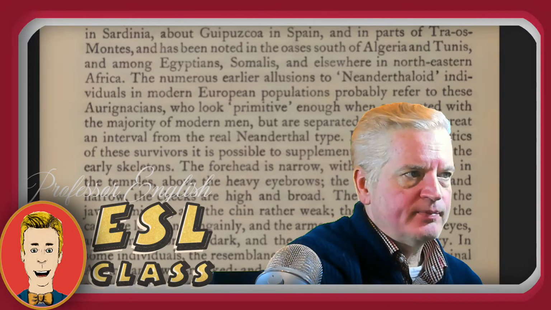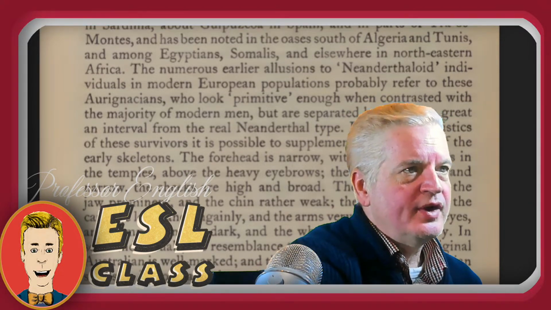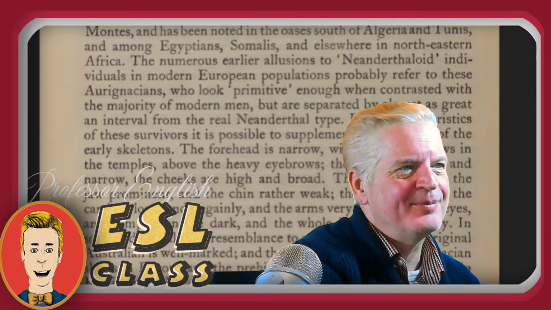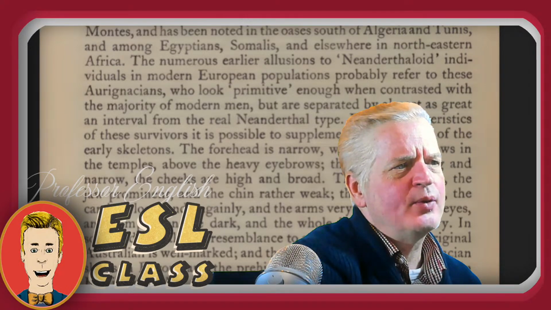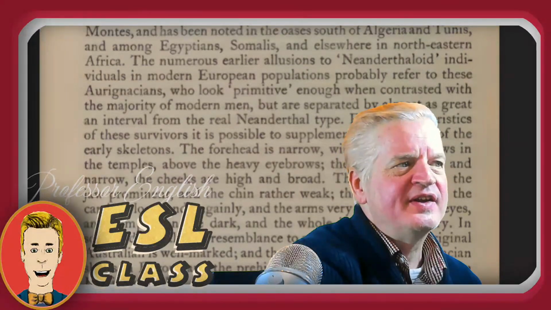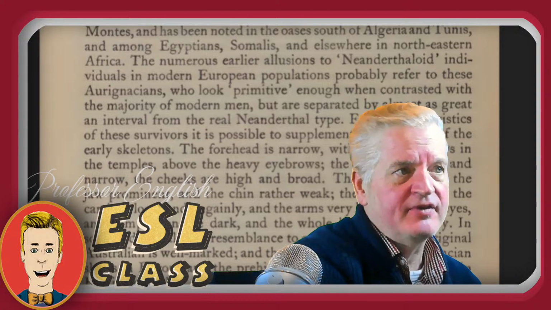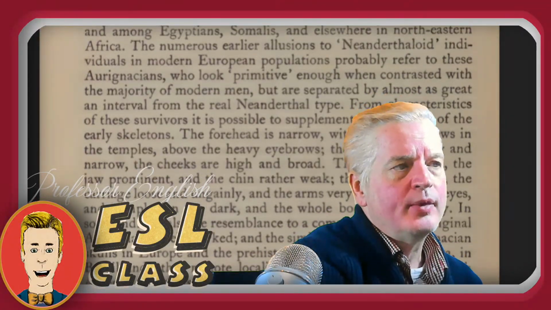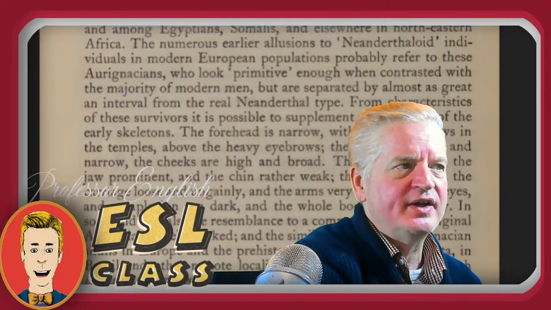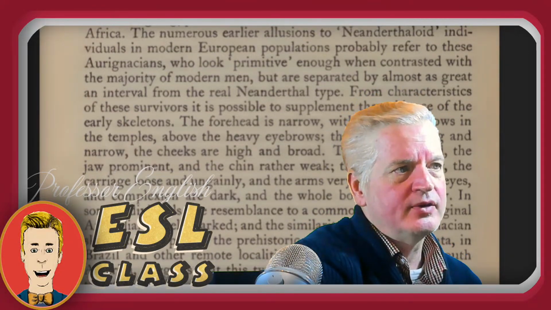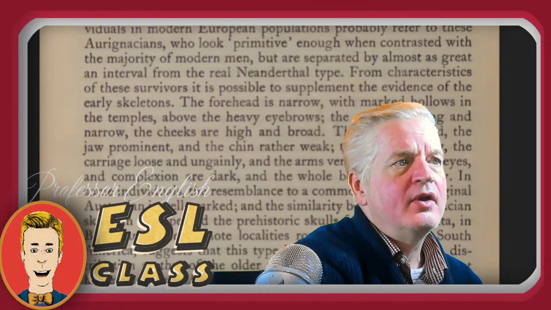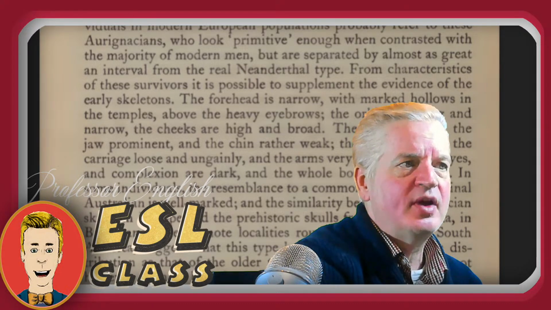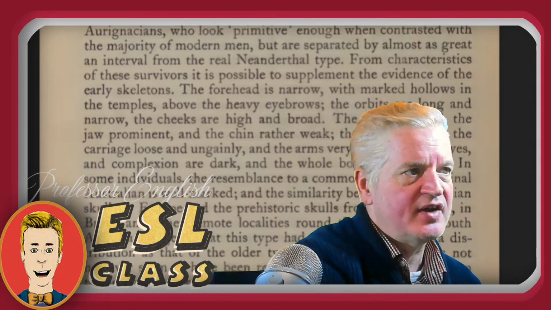The numerous earlier allusions to Neanderthaloid individuals in modern European populations probably refer to these Aurignacians, who look primitive enough when contrasted with the majority of modern men, but are separated by almost as great an interval from the real Neanderthal type. From the characteristics of these survivors, it is possible to supplement the evidence of the early skeletons.